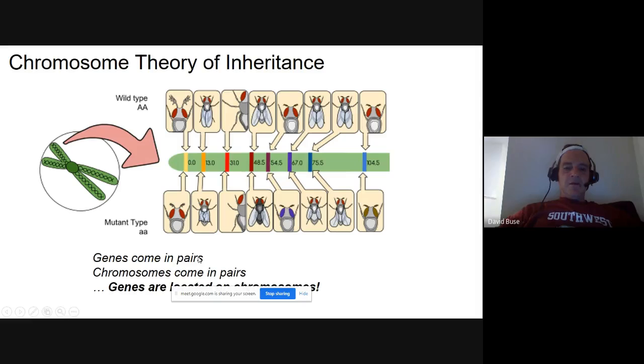Genes come in pairs, chromosomes come in pairs. Genes are located on chromosomes. And so when we go to the next step, we're going to talk about how we can use our knowledge of Mendel and move it into the next level. And so we'll talk a little bit more about that chromosome theory next week.